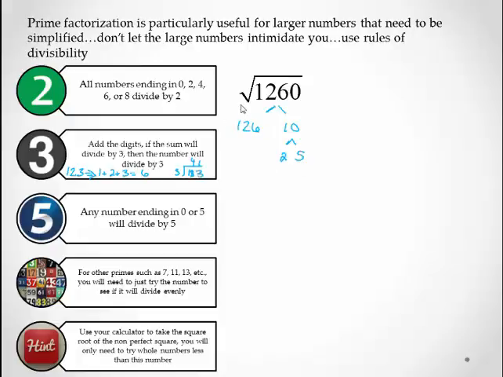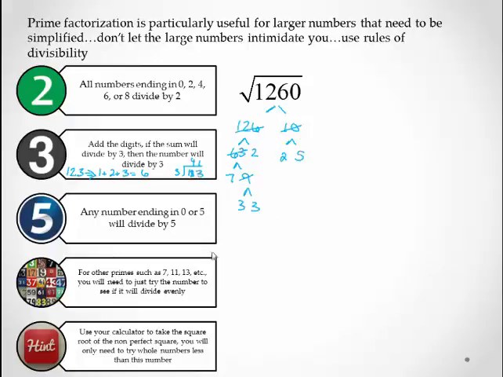Now I have this 126. Now again, that's even, so I can divide by 2. So 2 goes into 12, 63 times 2, and 63 is 7 times 9, and 9 is 3 times 3. So now what I'm going to do, just so I'm not confusing myself, the 10 was 2 times 5, so I took care of that. And 126 was 63 times 2, and 63 was 7 times 9, and 9 was 3 times 3.